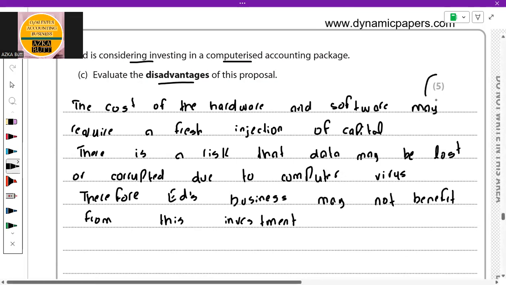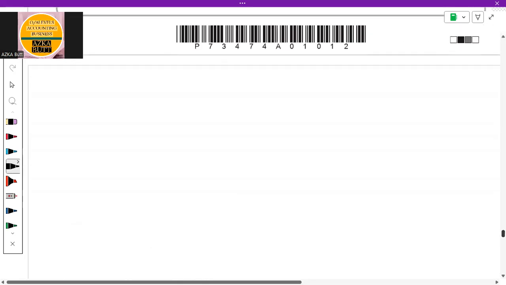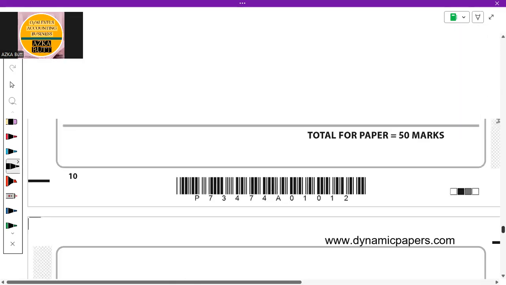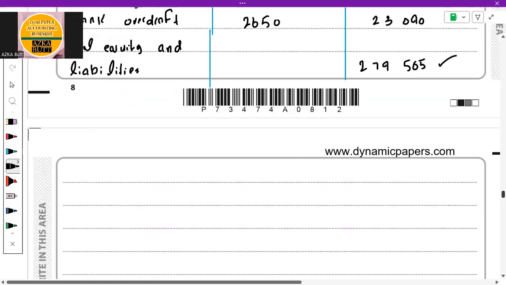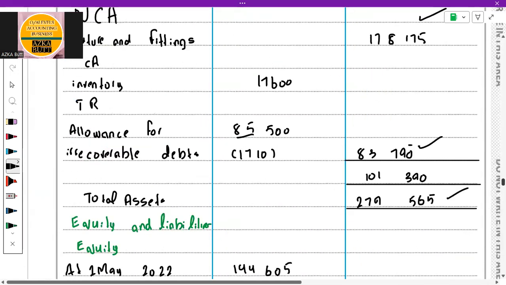In a 5 mark question, writing one disadvantage will get you 2 marks, writing the other disadvantage will get you the other 2 marks, and making a conclusion at the end will give you 1 mark. That's how you get the 5 marks for this question. After that, we have just completed a whole paper. So congratulations. Okay, now I'm going to end this class.